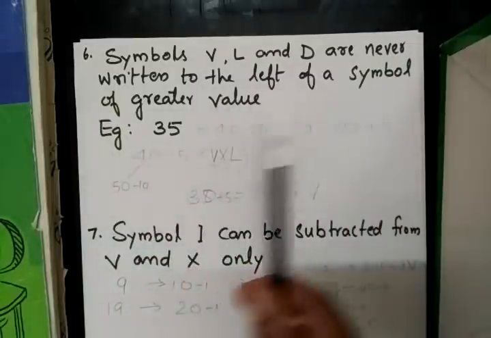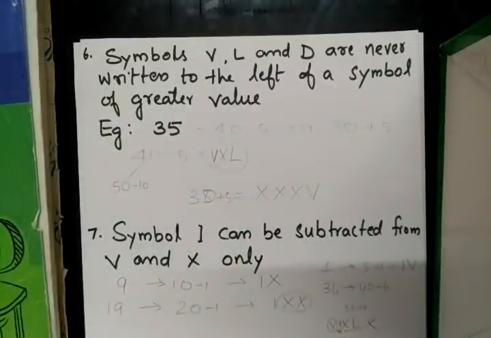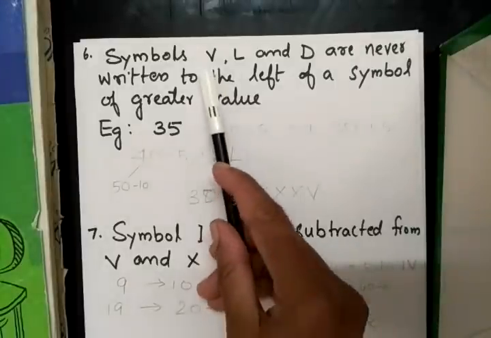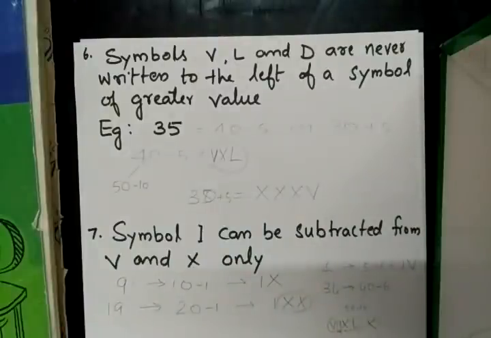Now the next rule, the sixth rule, is: symbols V, L and D are never written to the left of a symbol of greater value. Which symbols cannot be written on the left? V, L and D are never written on the left of a greater value. So that also we can understand by using examples.